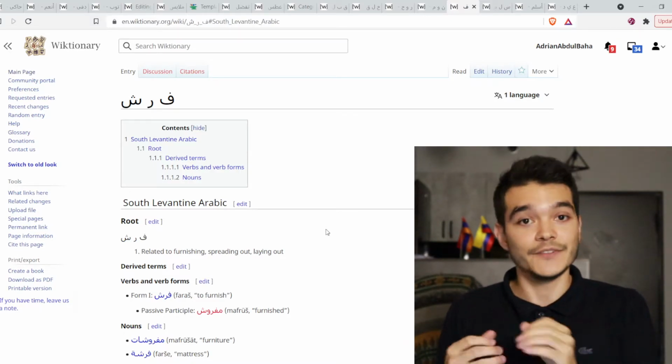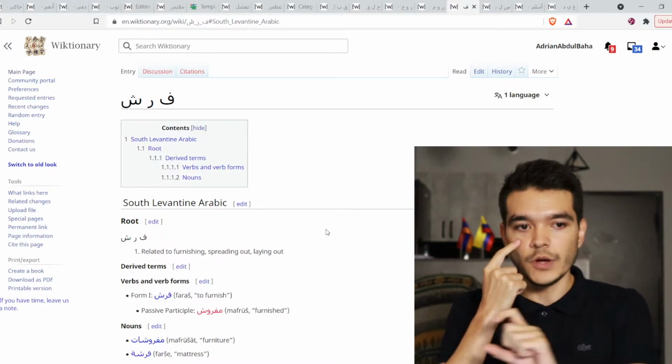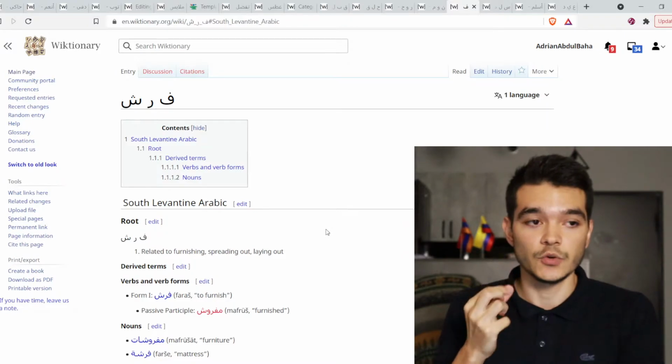So with itfarraj, it means to look, but if you think about what the form 2 would be, farraj, which by the way is not said in the dialect.